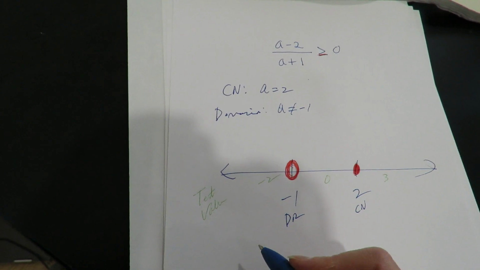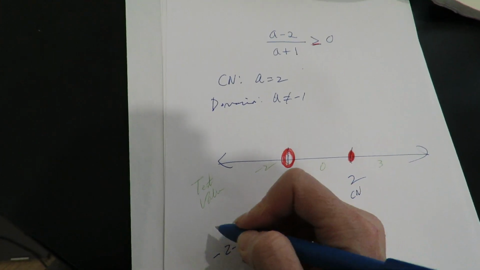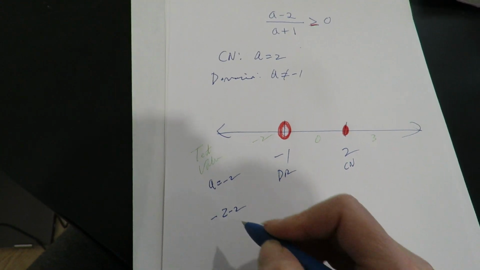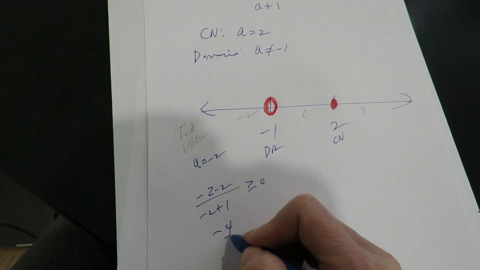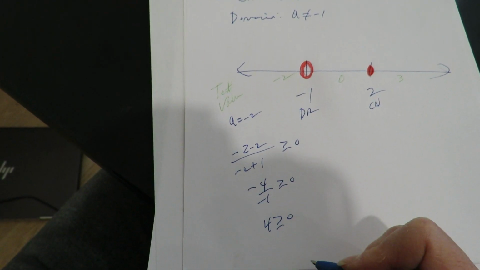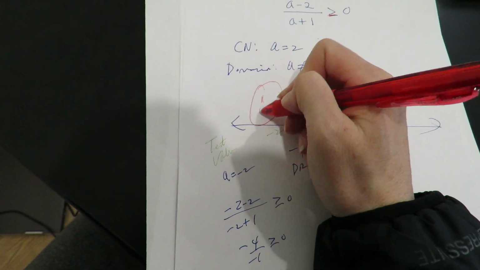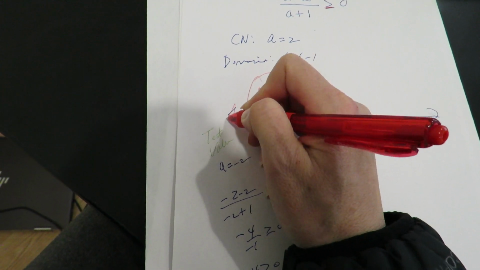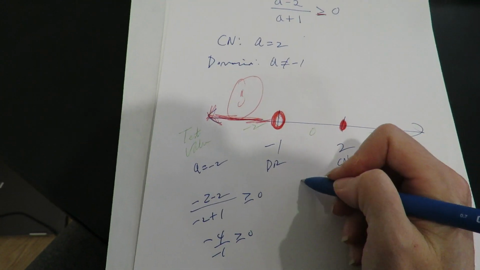Okay, so let me plug in -2 here. So I picked my first value, I picked -2. A negative over a negative is positive. So this guy is true. This guy's happy. Ooh, that guy's got a big head. Okay, sometimes that just happens. All right, 0.